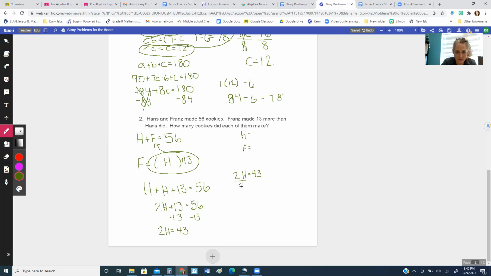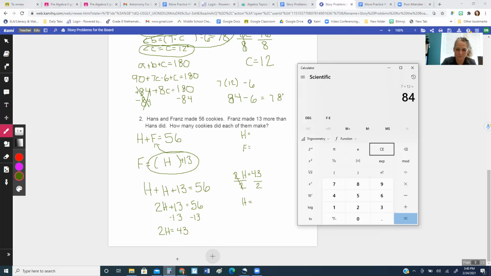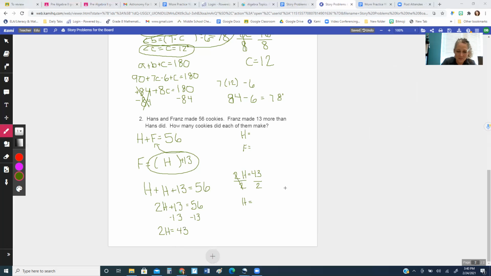So divide by 2. Divide by 2. Okay. Boom, those go away. And Hans made, let's see, what's 43 divided by 2? 43 divided by 2 is 21.5. So Hans made 21 and a half cookies.